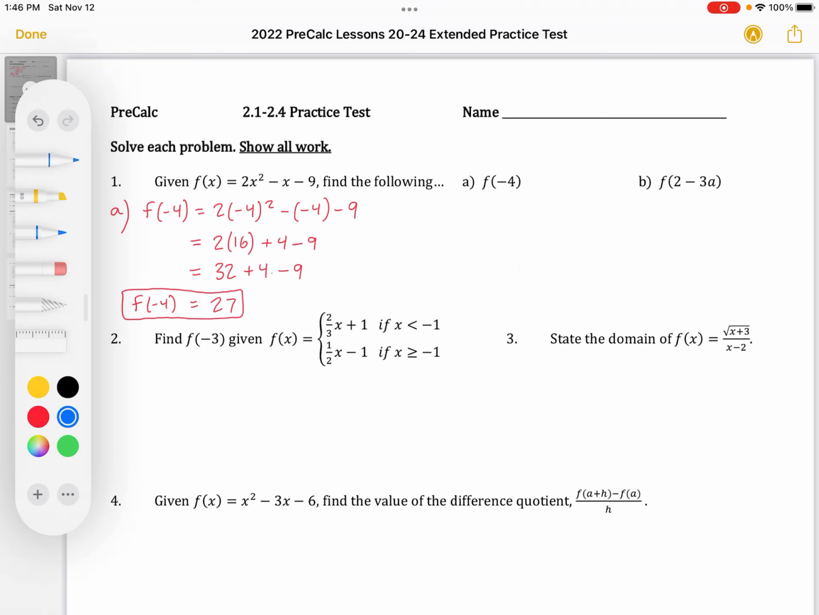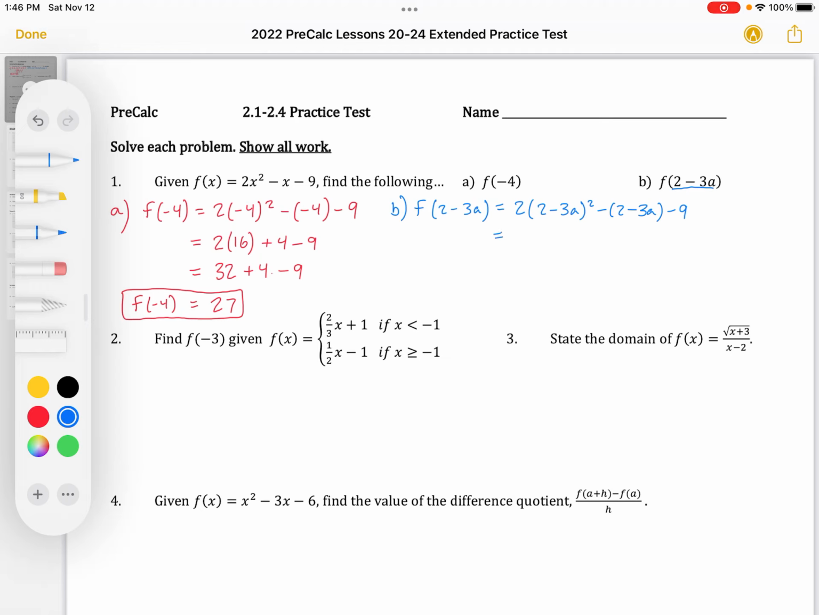All right. Part B is pretty similar, but we're going to replace x with this entire thing, 2 minus 3a. So f of 2 minus 3a, again, everywhere you see x, you're going to replace it with 2 minus 3a. And always put that expression or variable or value in parentheses. It's just going to make your work a little bit easier.